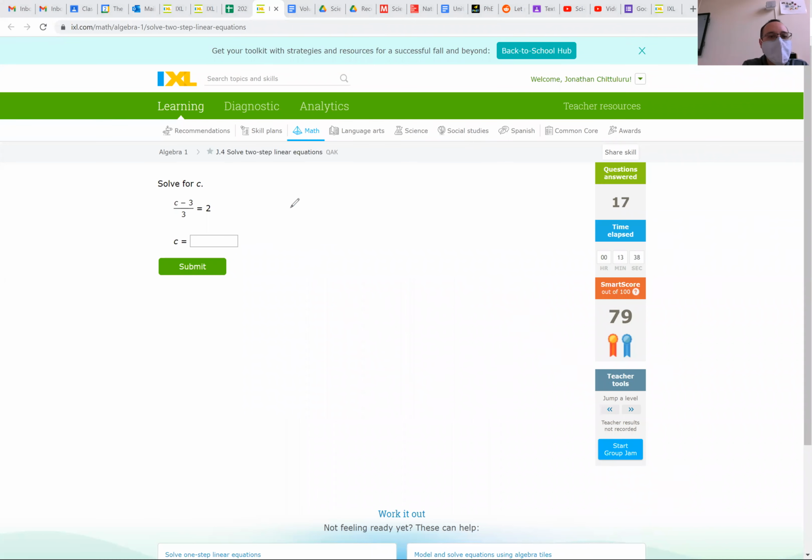This is brutal. All right, so C minus 3. So you're going to undo the division. You're going to multiply both sides by 3. So C minus 3 equals 6. So C equals, we're going to add 3 to both sides to undo the subtraction. C equals 9. Let's go ahead and get that in there.